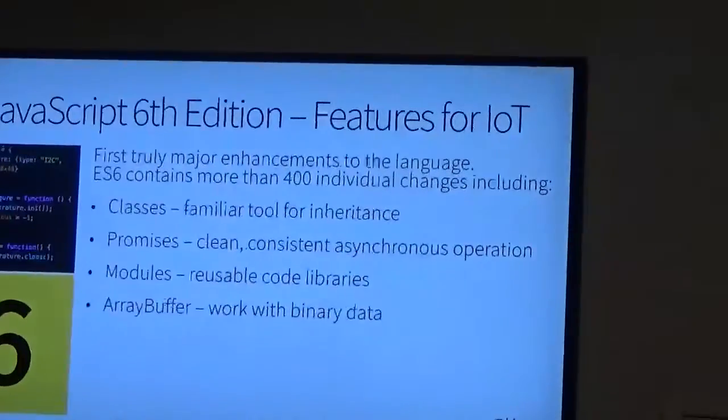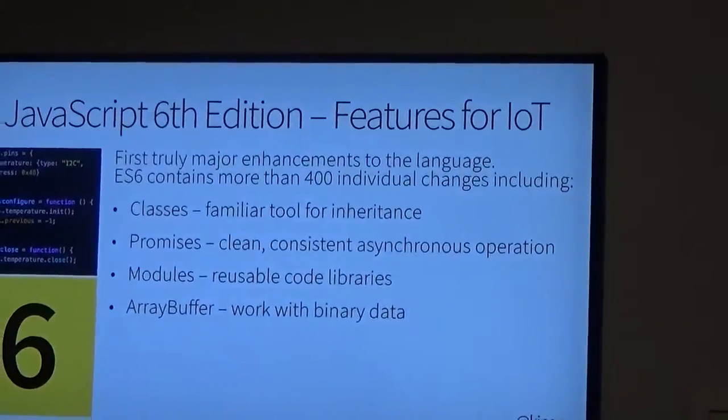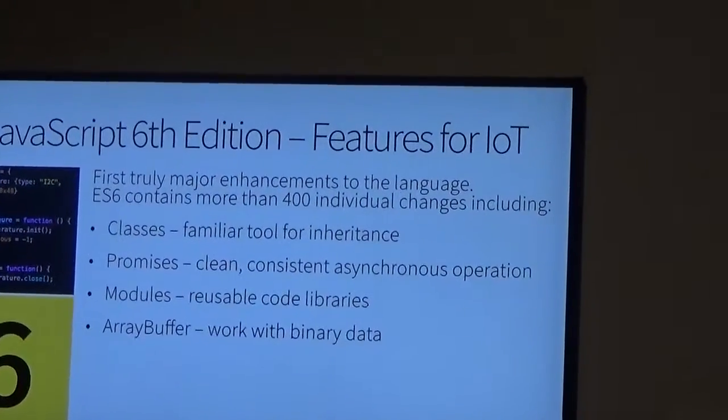Some of you will say, "Oh, JavaScript, that's that toy language. Not for professionals, and it's certainly not for IoT." It's really changed, and a big part of what's changed is JavaScript 6th edition, often called ES6 or ECMAScript 6, which is the standards name. This was the first major revision to the language ever. 5th edition sort of formalized everything that people had been doing.